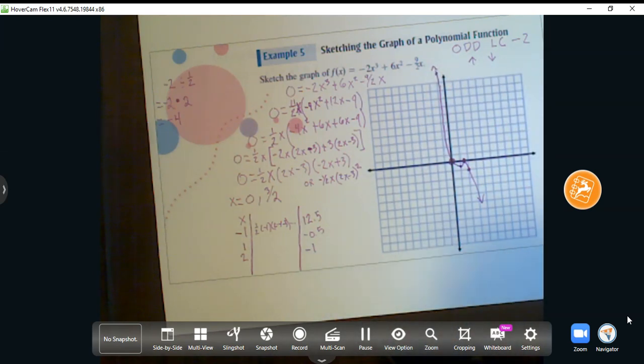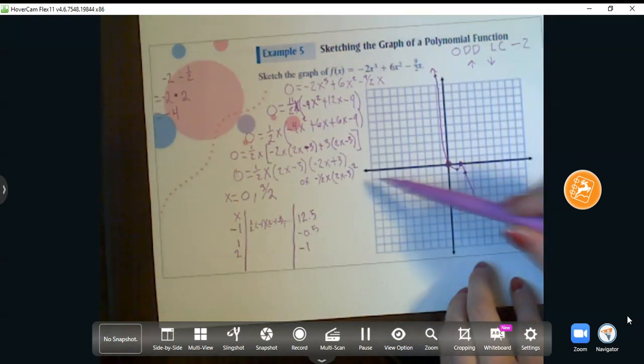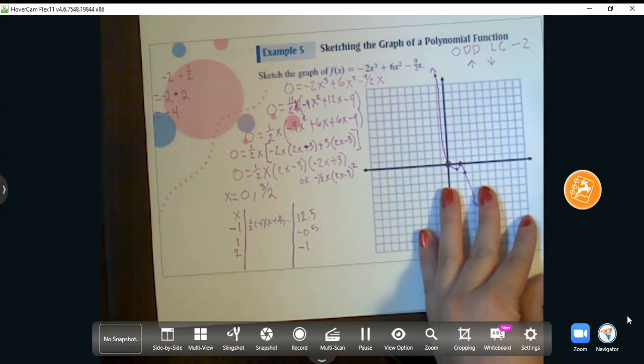And if we needed a little bit more accurate of a graph, we could plug in some more values, but that's going to give us the general shape. So we're using all of those characteristics that we talked about to figure out our graph, and also picking those key points in each of the intervals that it's broken apart into by the zeros of our graph.